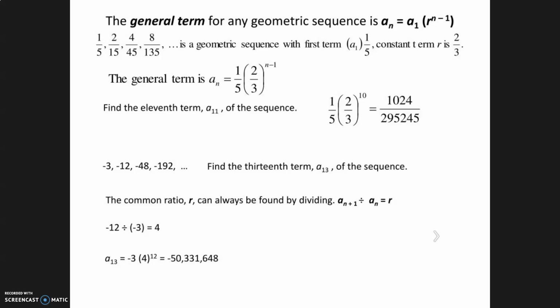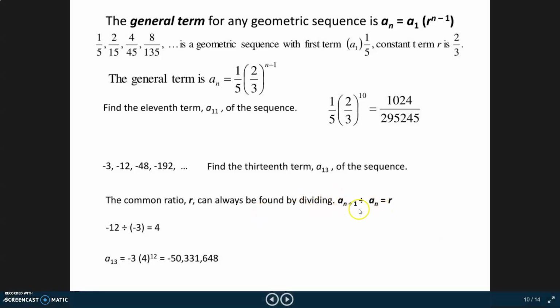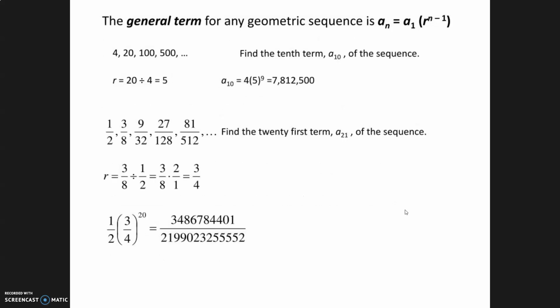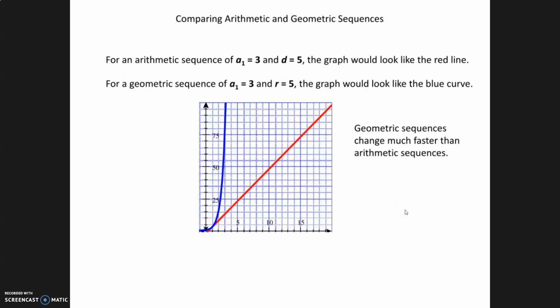Finding a common difference is as simple as subtraction. Finding a common ratio is as simple as dividing consecutive terms. So again, I'm going to move a little bit fast through this. I know you have the pause button if you want to pause this. This is a lot of repeated examples. So moving on to one key component that I want to end on.